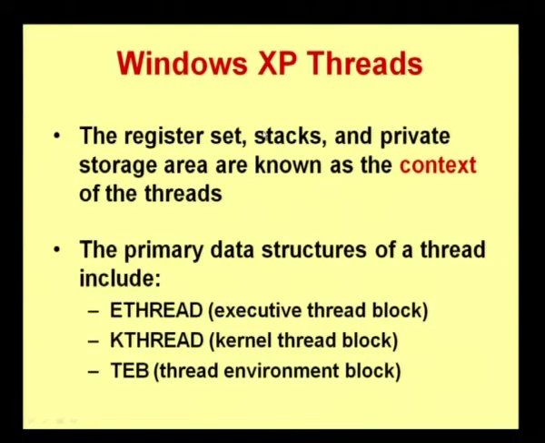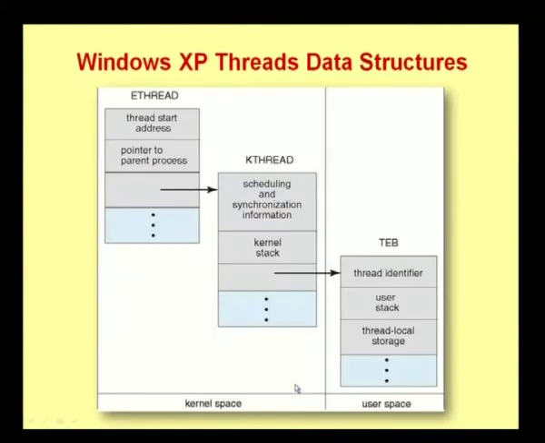So the primary data structures of the thread include EThread, KThread and TEB. EThread is the executive thread block, KThread is the kernel thread block, and TEB is the thread environment block. So this is how it looks in a Windows XP thread environment. This is EThread, where you have a start address, a pointer to the parent process, KThread again and TEB.